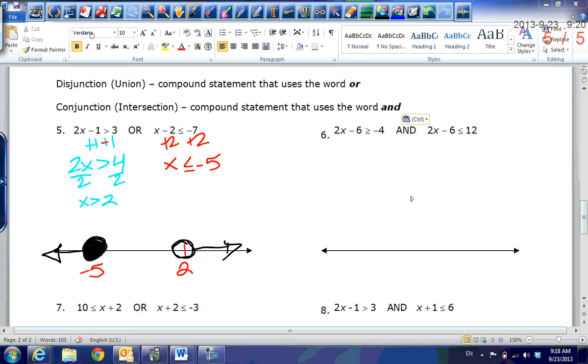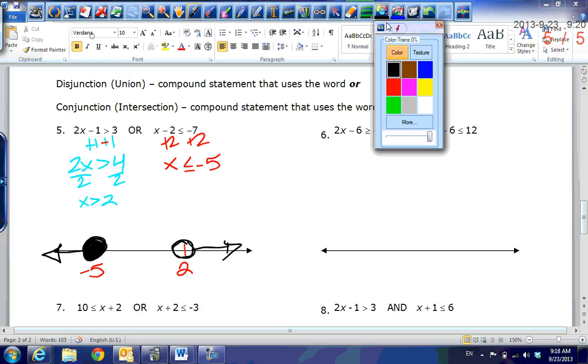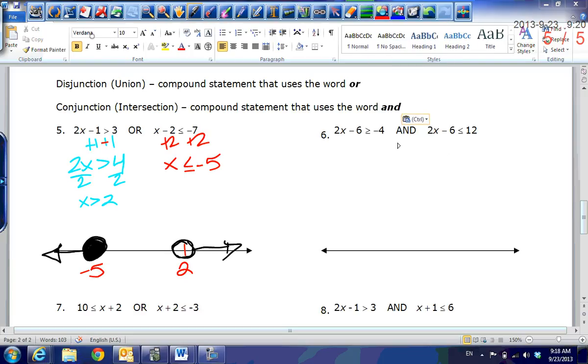All of our and pictures are going to look a little different. So let's go ahead and do an and. What do I do first? Add 6 to both sides. 2x is greater than or equal to 2. Divided by 2, divided by 2. So x is greater than or equal to 1.